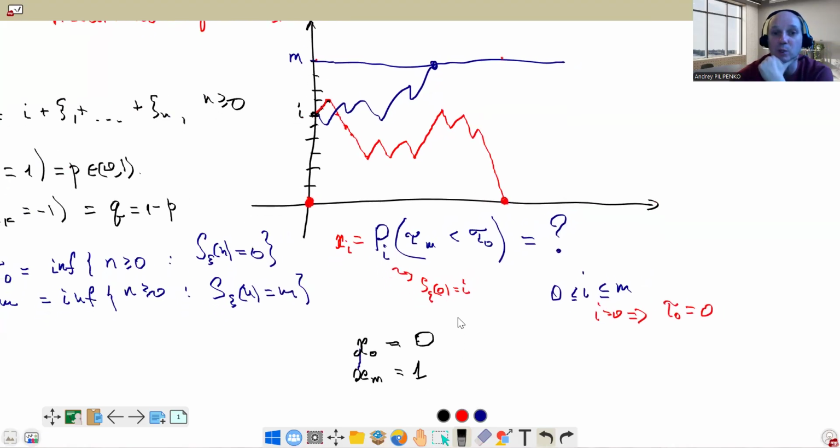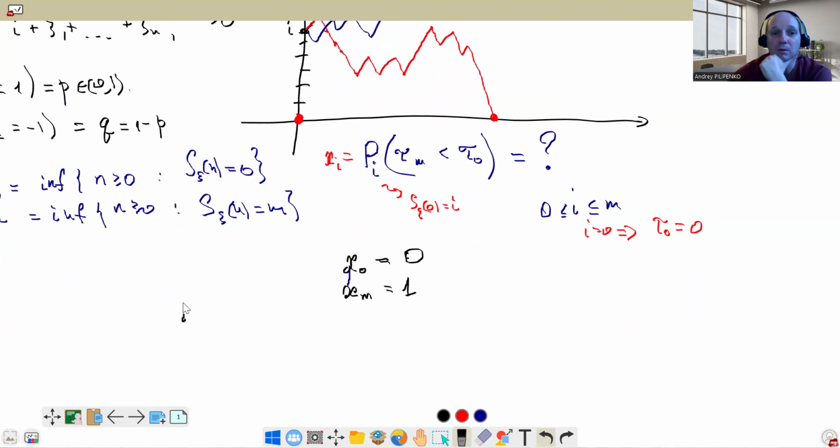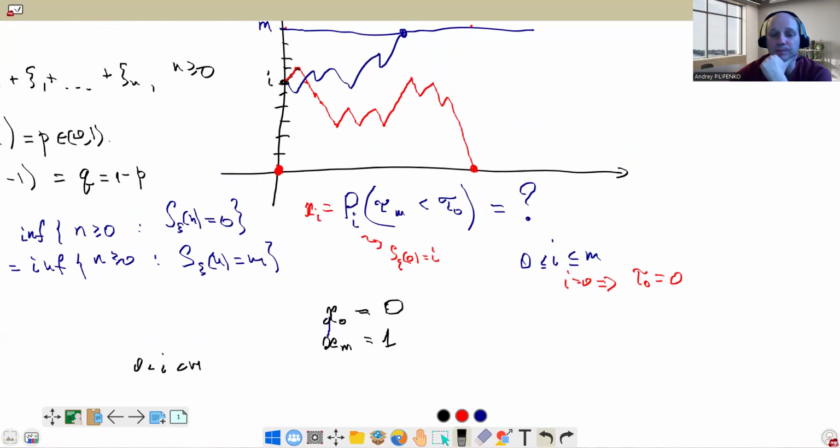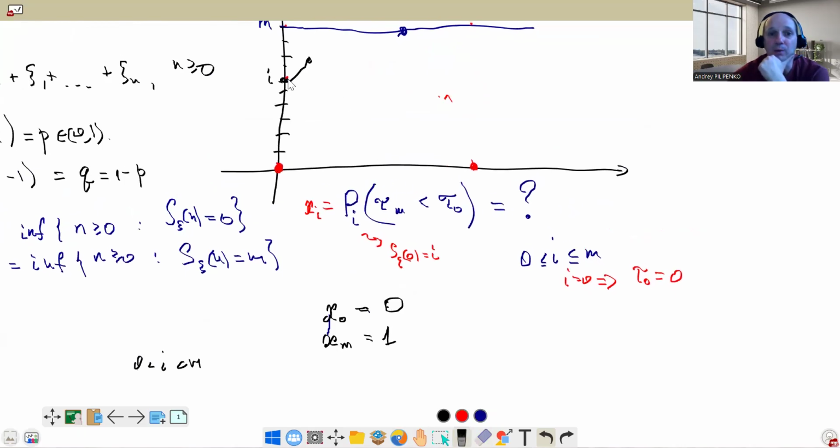And if I is between m and 0, then you make at least one step. These steps may be up, or these steps may be down. And after this step, the random walk is independent of the past. So let me write the total probability formula.